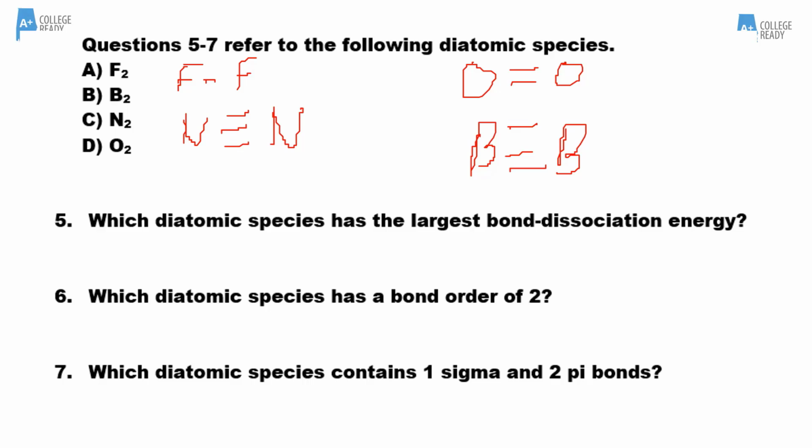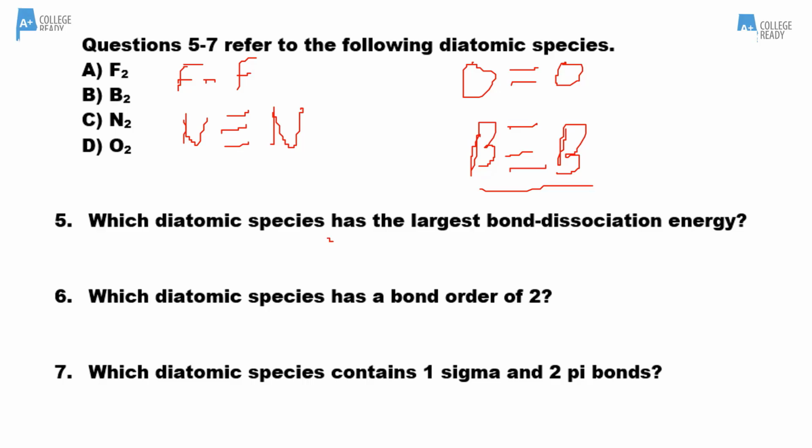Now I will say B2 is not a normal Lewis structure, so you can usually get rid of that kind of thing. But even between the two, the nitrogens are going to have a stronger pull on each other because there's just simply more protons there. So there's more attraction to the electrons. So which one has the largest bond dissociation energy? That would be C, nitrogen.